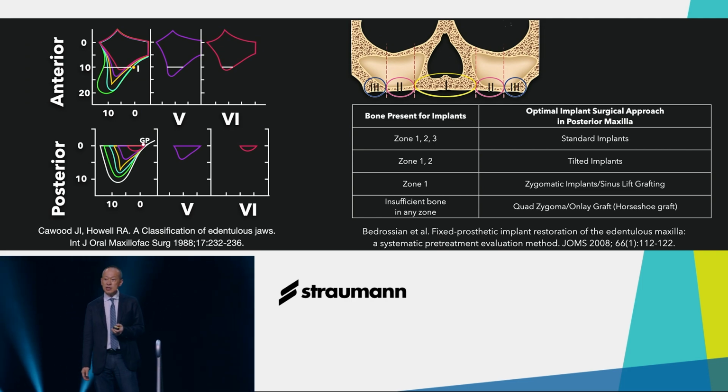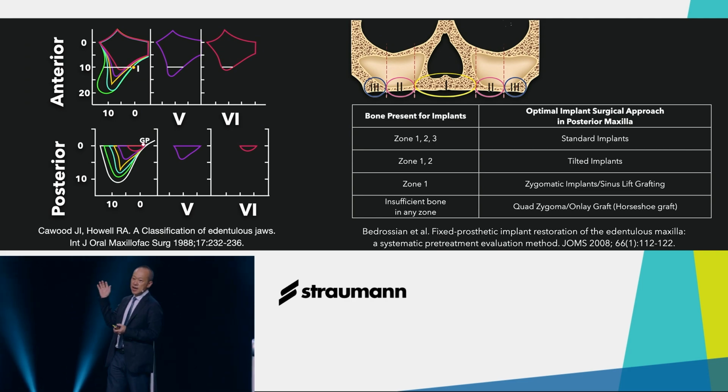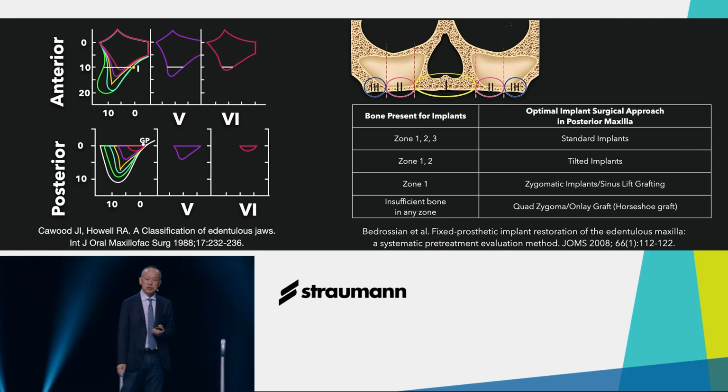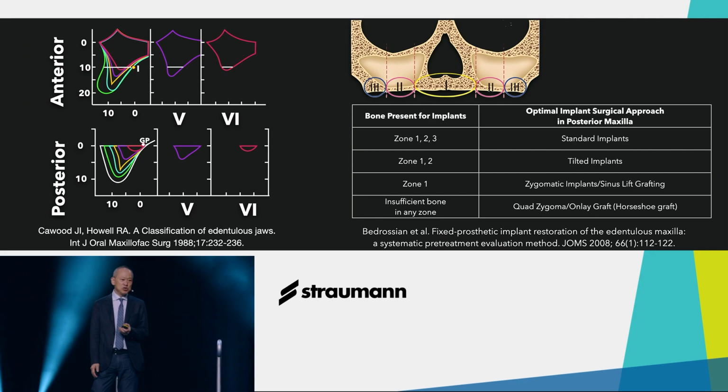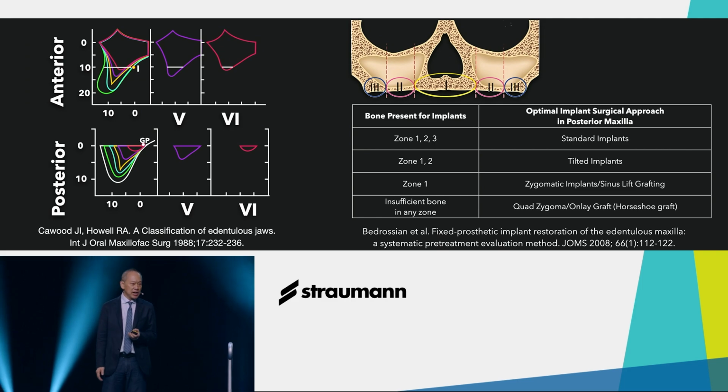Severe atrophy either presents as type 5 or type 6 of the Cawood and Howell classification, or lack of bone in zone 1 and 2, or even worse, with no bone in all three zones of the Bedrossian classification.